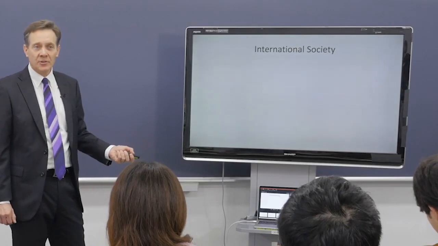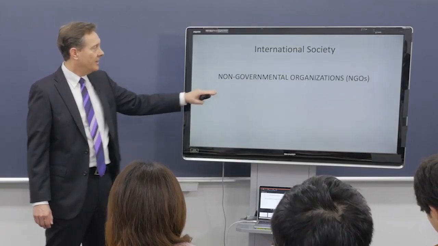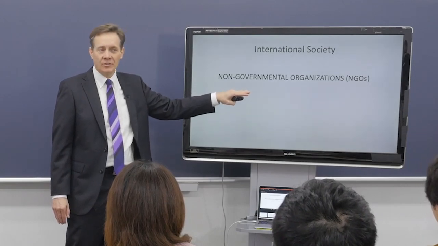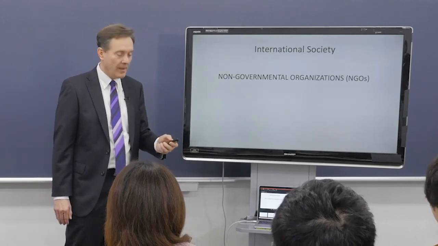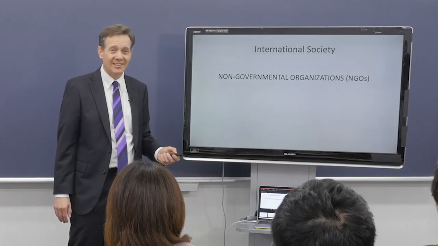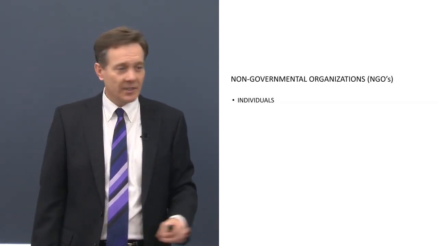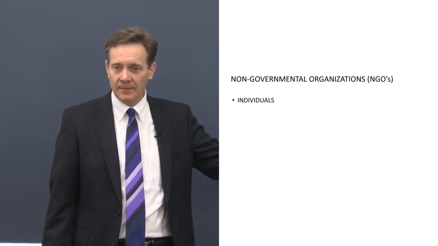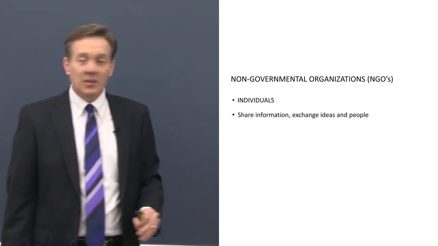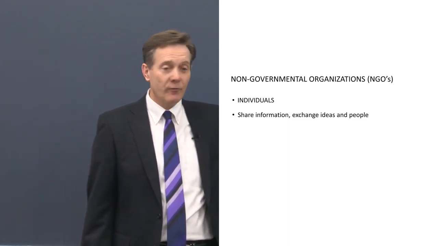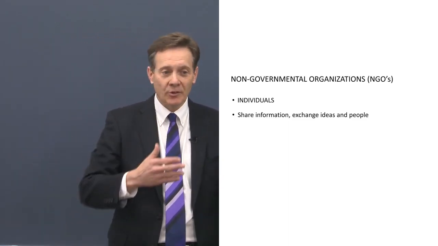Another place where international society exists is in another kind of organization called non-governmental organizations, also known as NGOs. Maybe some of you are members of NGOs. The members of NGOs are individuals, not states. Right? It's a place just like international organizations. NGOs are a place where we can share information, but privately, person to person.